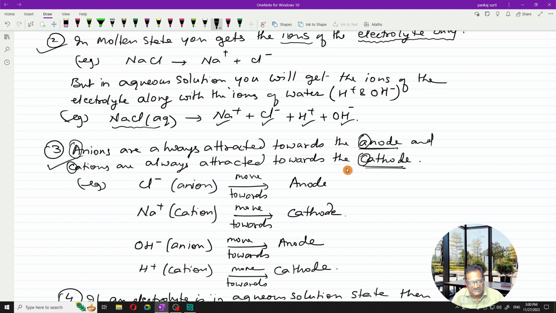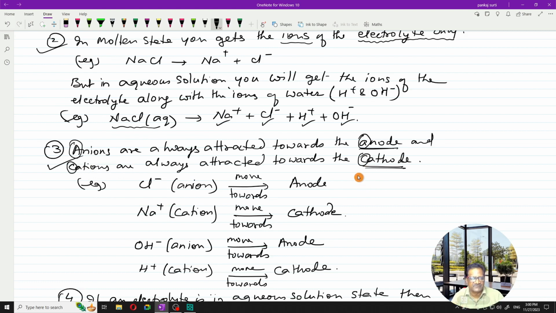Is that clear? So this is the way you can remember that anions are always attracted towards the anode and cations are always attracted towards the cathode. Okay, anions anode, cations cathode.